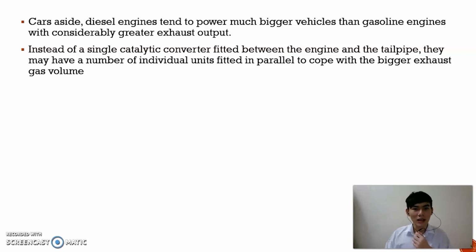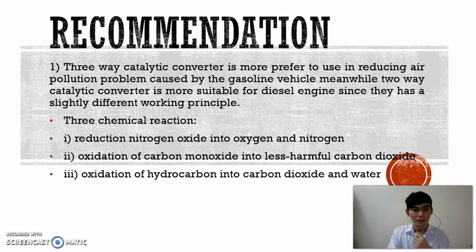As for size, diesel engines tend to power much bigger vehicles than gasoline engines, with considerably greater exhaust output. Instead of a single catalytic converter fitted between the engine and the tailpipe, they may have a number of individual units fitted in parallel to cope with the bigger exhaust gas volume.